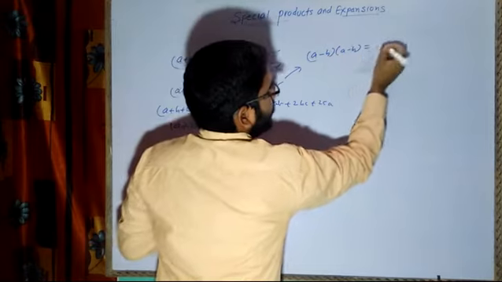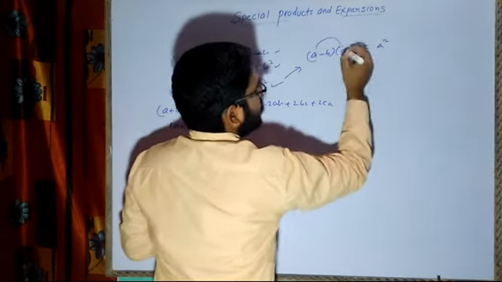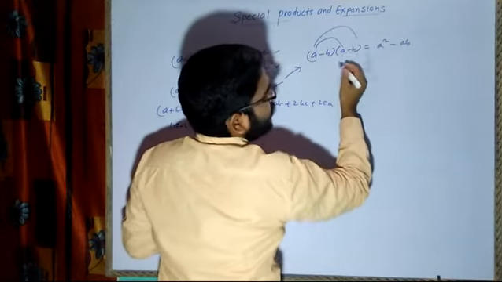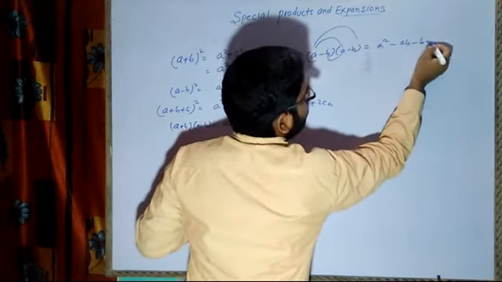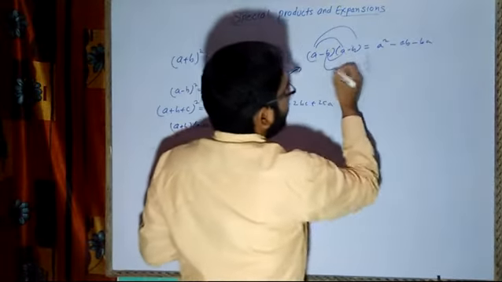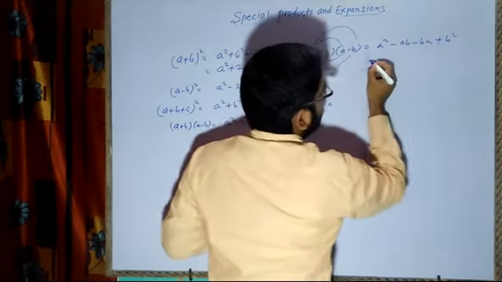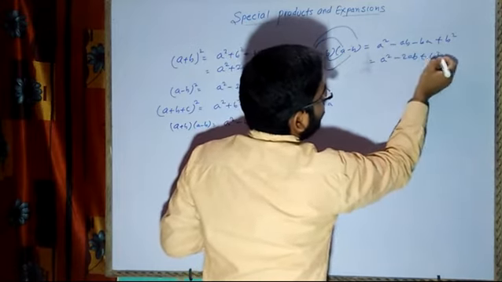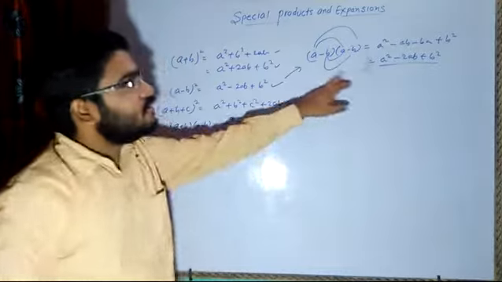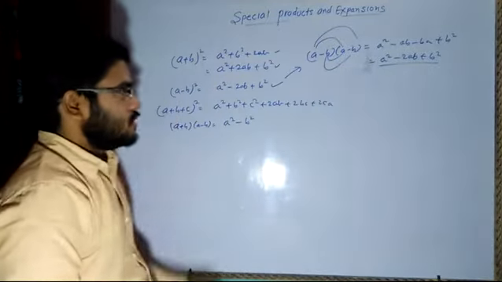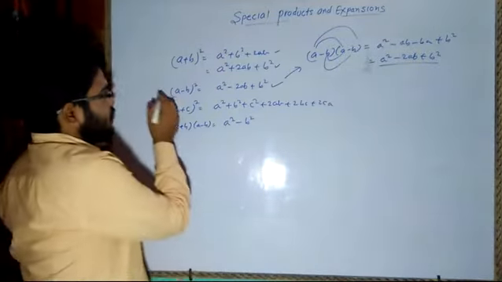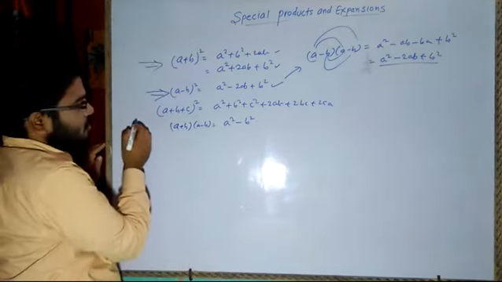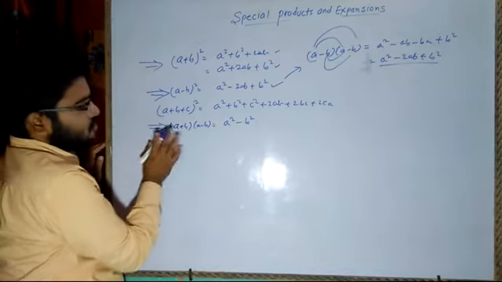So this will become a into a, a square, then we will have minus ab, then minus ba, and then plus b square. So it will be a square minus 2ab plus b square. Understood? In this way we will have minus and plus symbols. So expansion is there, but the thing is that you should remember this formula, this is an important formula for this chapter.